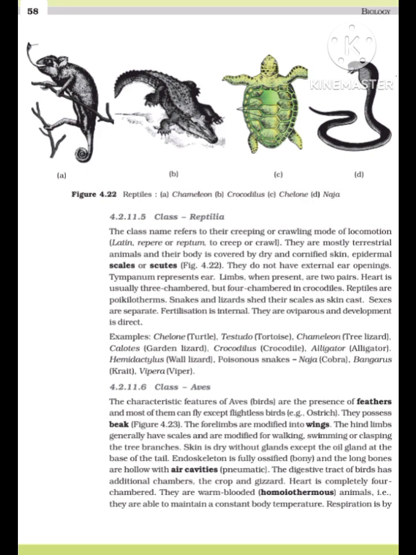Endoskeleton is fully ossified, bony, and the long bones are hollow with air cavities, pneumatic. The digestive tract of birds has additional chambers, the crop and gizzard. Heart is completely four-chambered. They are warm-blooded, homoeothermous animals, i.e., they are able to maintain a constant body temperature.